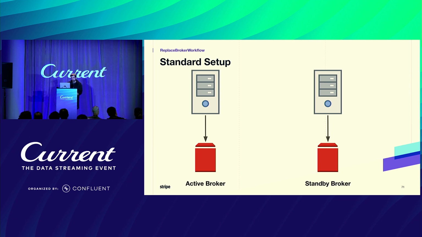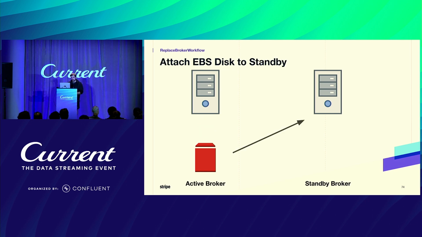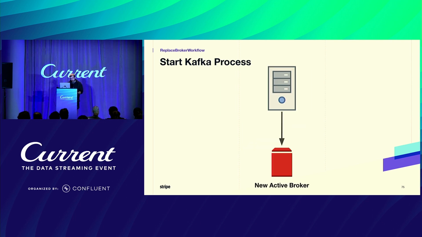For this replacement to work, the first thing that we do is we go ahead and we detach the EBS disk from the standby broker, and then we do the same thing for the active broker. We then take the EBS disk from the active broker and we attach it to the standby. Once we do this, we kill the host that we want to replace, and we start the Kafka process on the standby broker, and then it gets selected into the cluster, and that's your replacement.